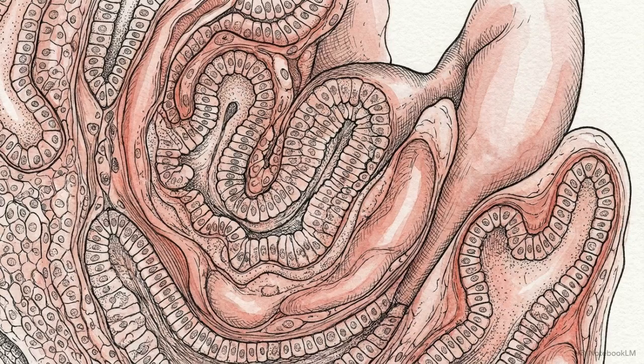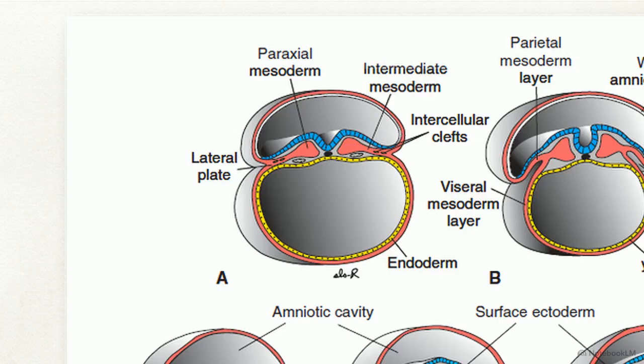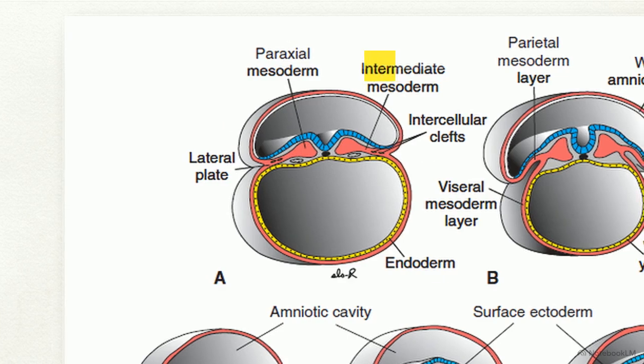This developmental timeline begins at embryonic week 4, immediately following gastrulation. This cross-section of the embryonic disc identifies the 3 primary germ layers, with our focus resting on the mesoderm. We are narrowing our focus to the intermediate mesoderm, situated between the paraxial and lateral plates.